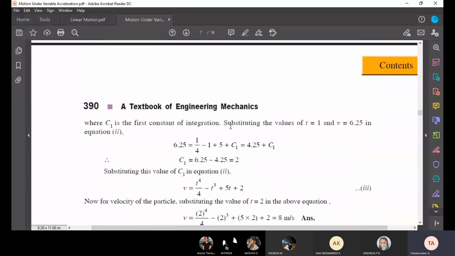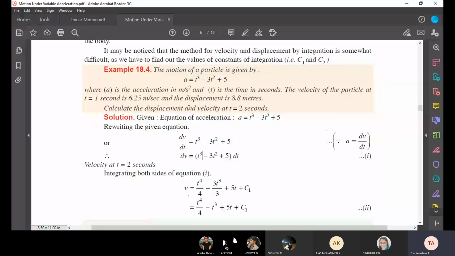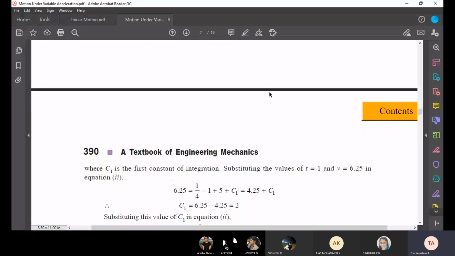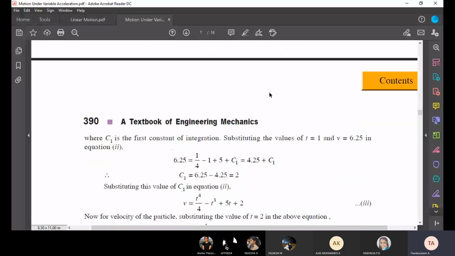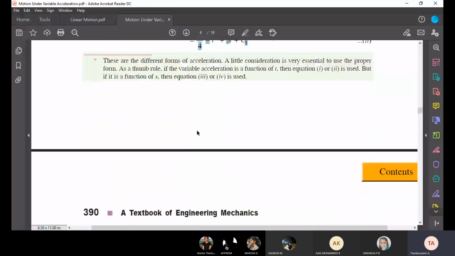Now the first condition is given. Students, see the first condition: the velocity of the particle at t equal to 1 second is 6.25. So applying the first condition, when t equals 1 second, the corresponding velocity is given. Therefore v equals 6.25.